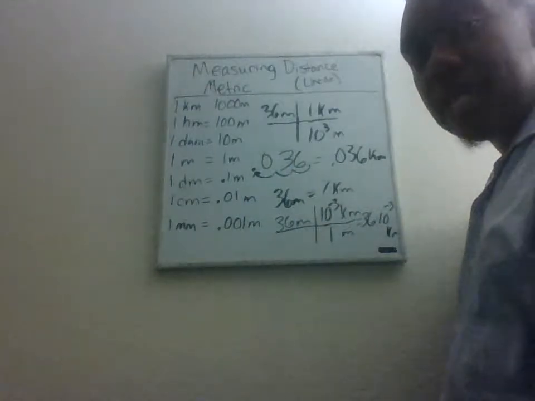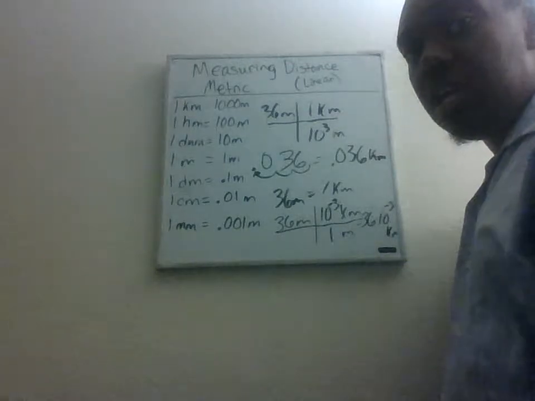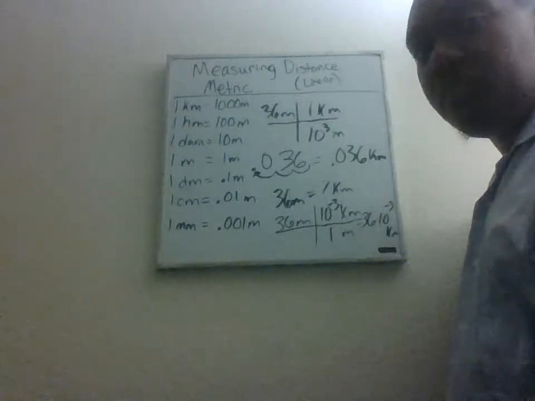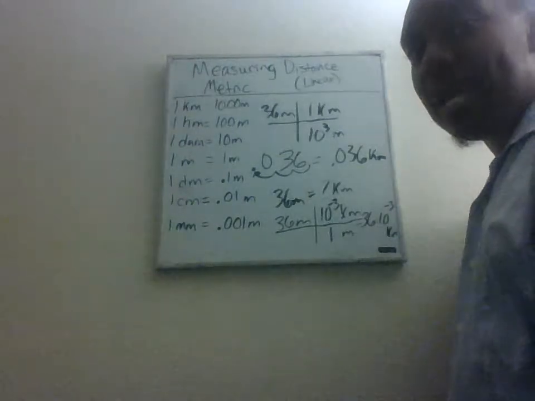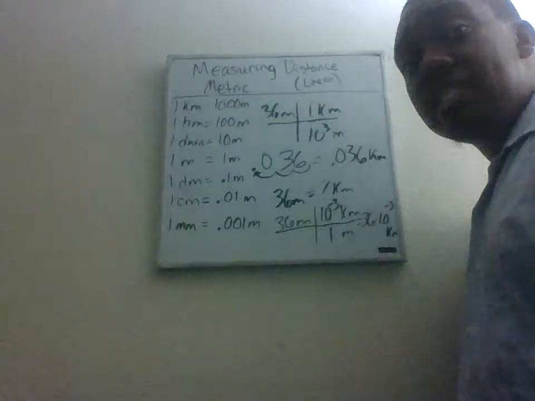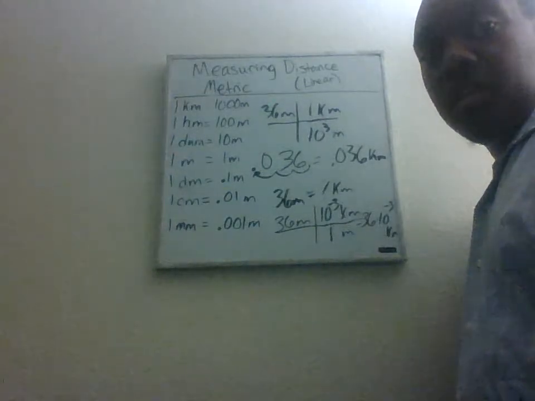So that's it for measuring distance with the metric system. We're looking at linear measurements. It's called meters. Our prefixes are still the same. We still have kilo for 1,000, hecto for 100, deca for 10, deci for 1/10, centi for 100th, and milli for 1,000th.